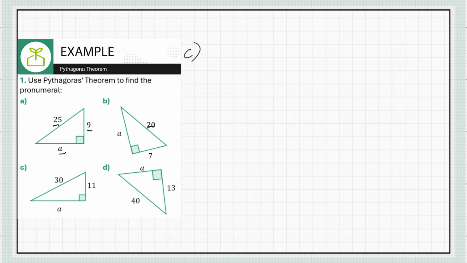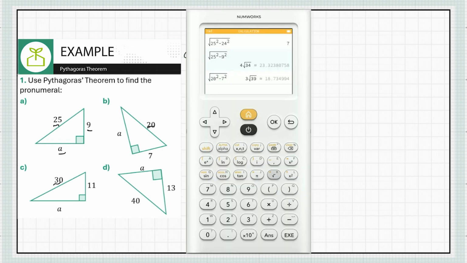Alright, looking at C, we have our hypotenuse, which is 30. So 30 squared is equal to a squared plus 11 squared, which means a squared is equal to 30 squared minus 11 squared, and a is equal to the square root of this. So a will be equal to the square root of 30 squared minus 11 squared. Hit execute, and we get 27.9105.